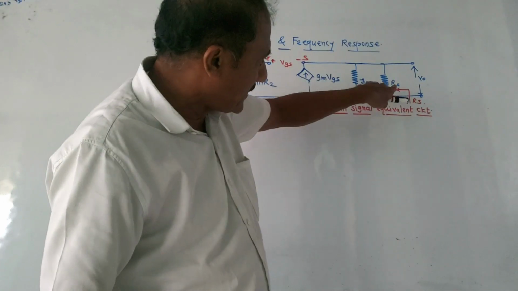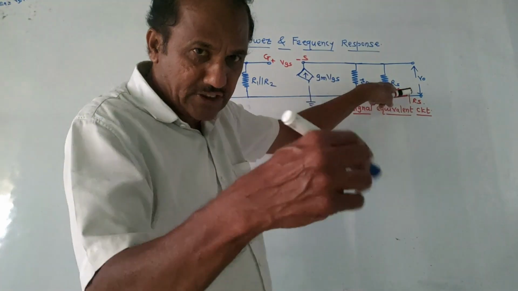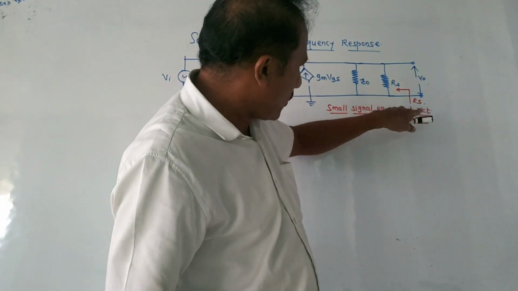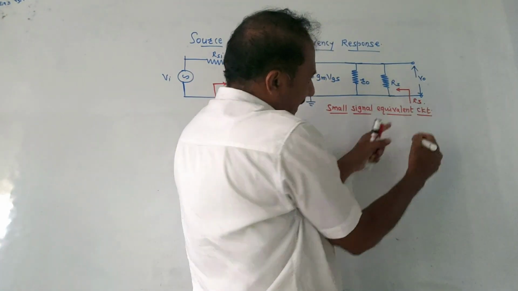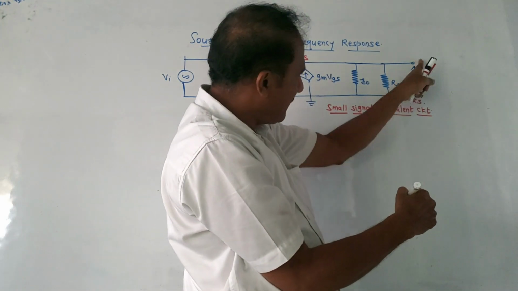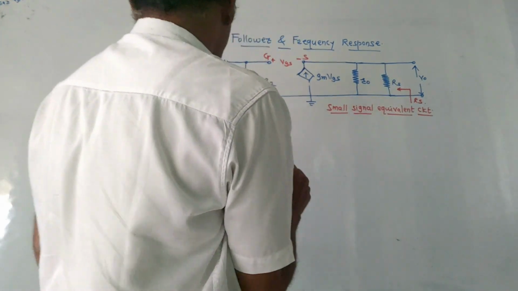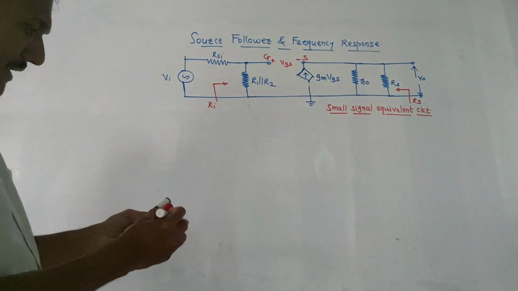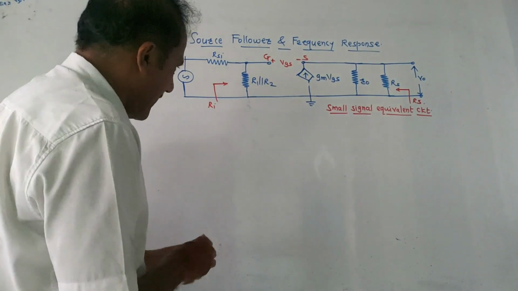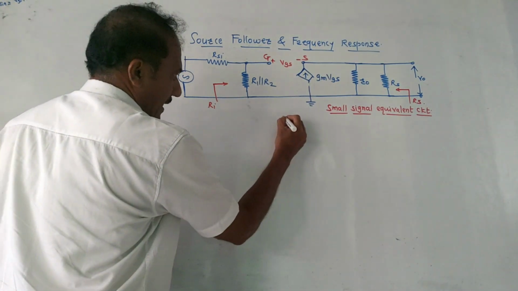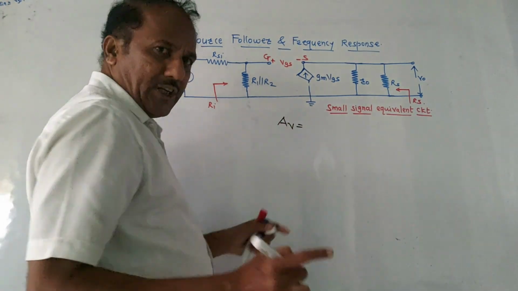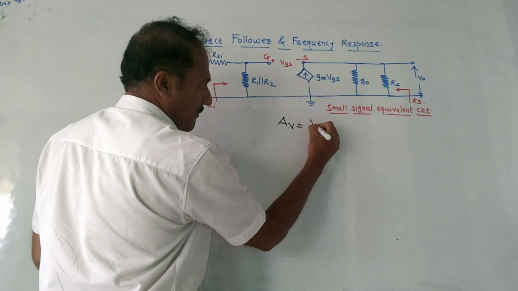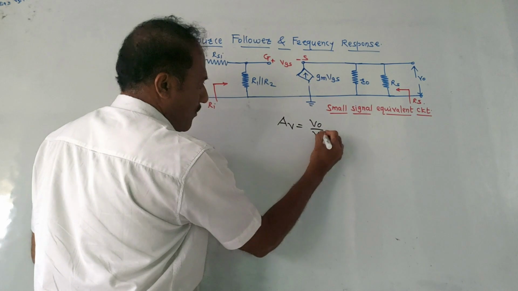R0 is output resistance. This is RS, source resistance, the resistance connected between the source terminal and ground. From this side, if you look at the diagram, the resistance will be RS and V0 is the output voltage. Now, how to derive the expression of voltage gain? Voltage gain is denoted by AV, and it is the ratio of output voltage to input voltage. So AV can be written as V0 upon Vi.